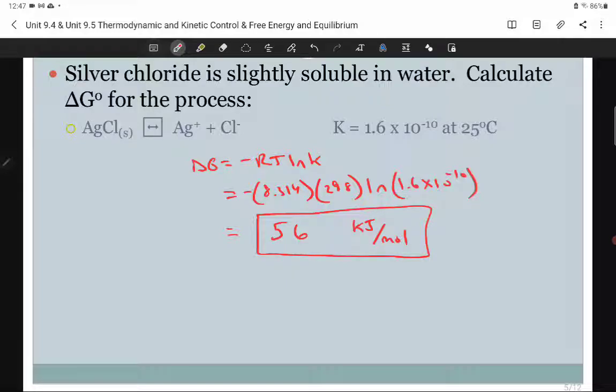The negative that's in that exponent and that negative out front will cancel. When you do the natural log of something with a negative exponent, you'll get a negative answer, and then the negative in front of the R, those will cancel, so we'll get a positive value. So what does that mean? This reaction is not thermodynamically favorable.